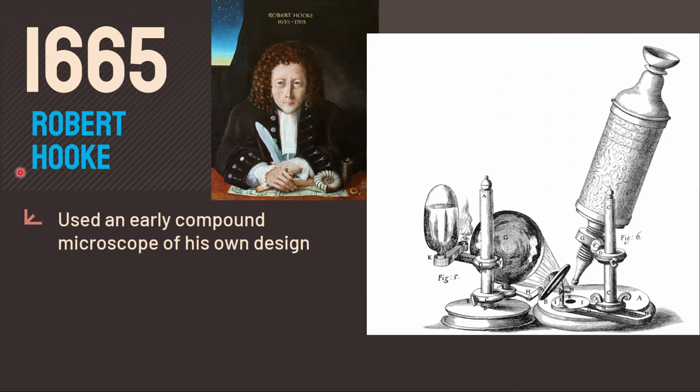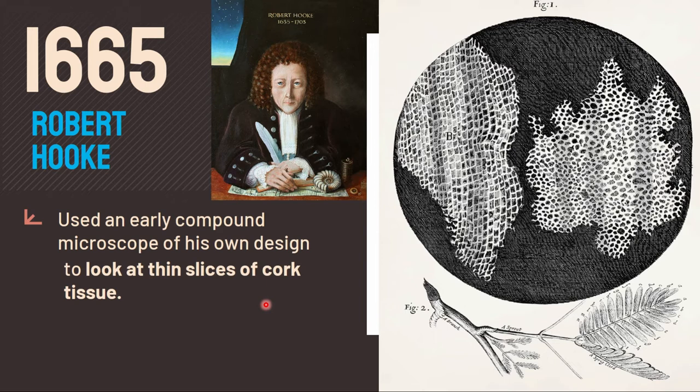So let us proceed. In 1665, Robert Hooke used an early compound microscope of his own design. Similar to Zacharias Janssen's microscope, they are both compound microscopes, but his design is different. This is the design of his microscope. He used this microscope to look at thin slices of cork tissue. If you are not familiar with cork, you can see it on wine or champagne bottles, the cover. Okay? So he sliced these cork tissues and viewed them under his own microscope.